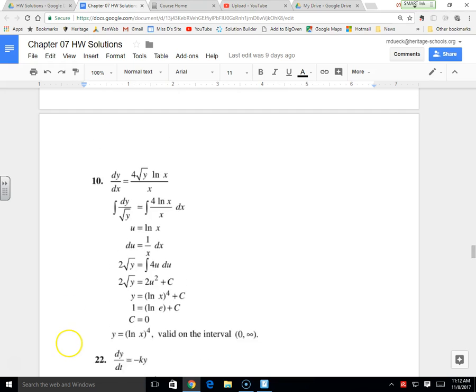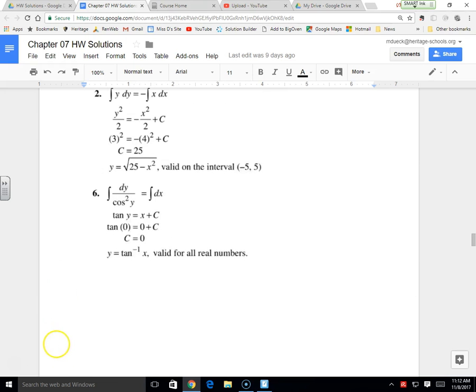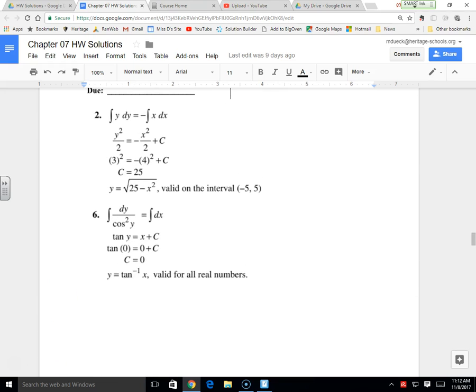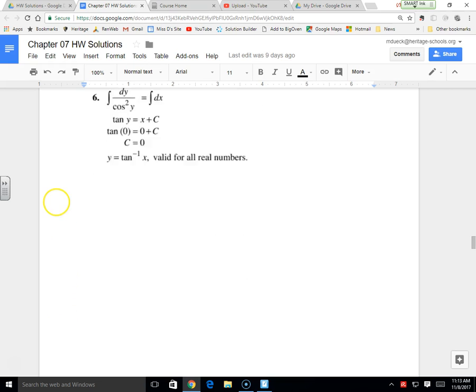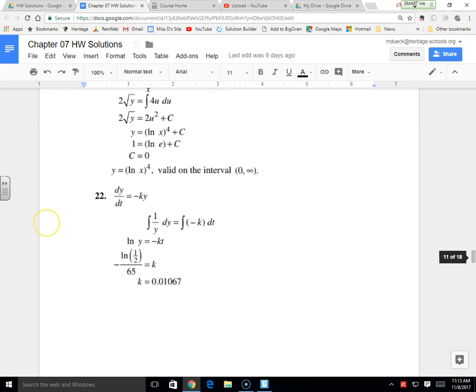Number 6 was way back here. Tangent inverse of x. And tangent inverse, what's its domain? It has horizontal asymptotes of pi over 2 and negative pi over 2, but tangent goes on forever. Domain's all reals. Tangent inverse, I should say.